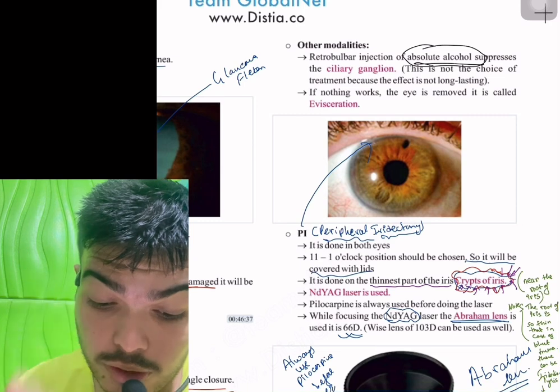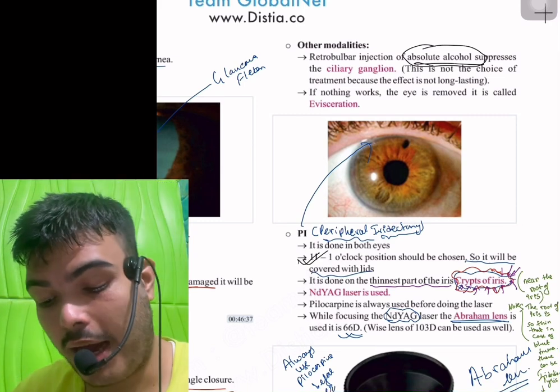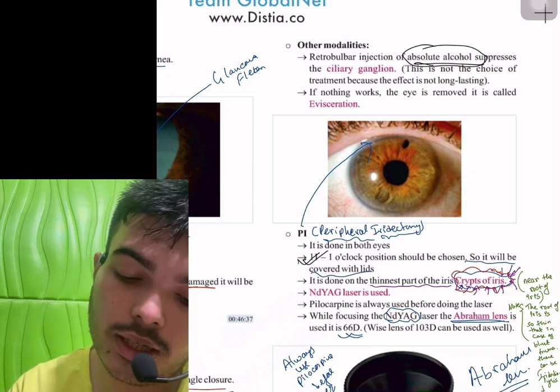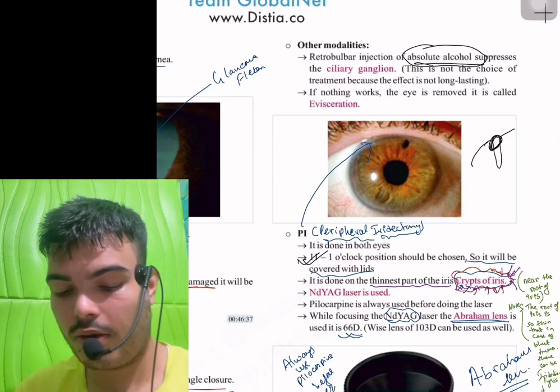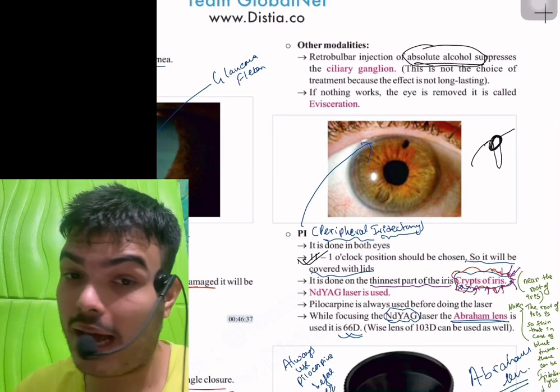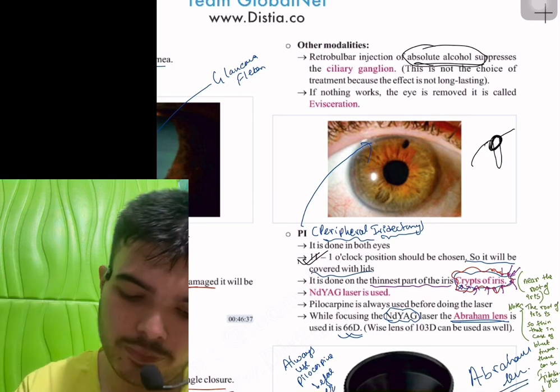Peripheral iridotomy, 11 to 1 o'clock position should be chosen, and it's given in the thinnest part of the iris. So the thinner part of the iris is towards the upper segments. Okay, that's the crypts of the iris. Don't give laser in such a way that there will be iridodialysis. Just give laser precisely at the thinnest part, just one laser, finish.